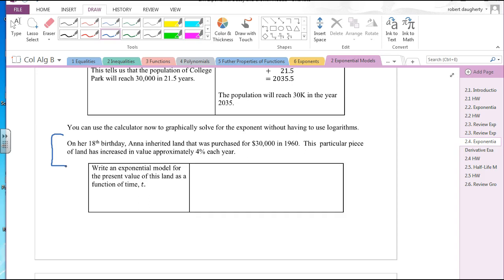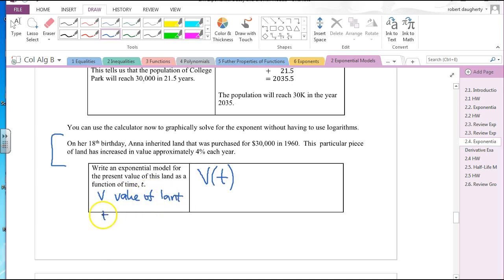On her 18th birthday, Anna inherited land that was purchased for $30,000 in 1960. This particular piece of land has increased in value approximately 4% per year. Write an exponential model for the present value of the land as a function of time. So they want me to have the value of the land as a function of time. So V is going to be the value of the land.